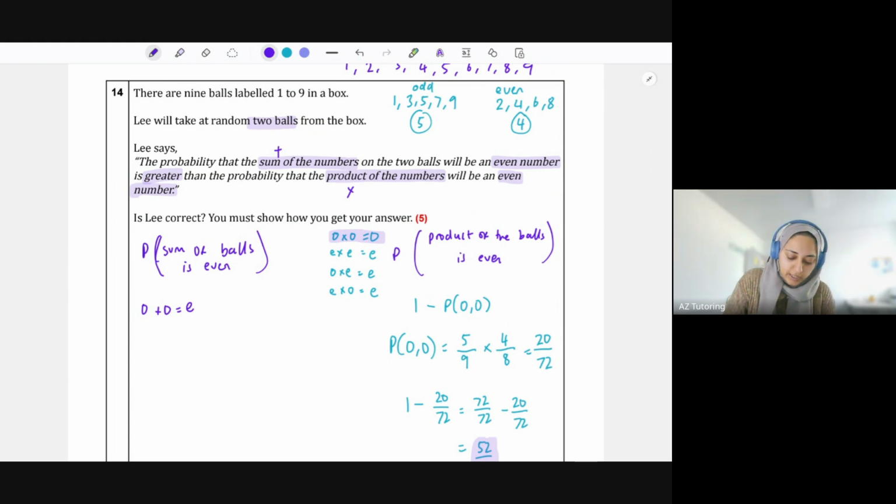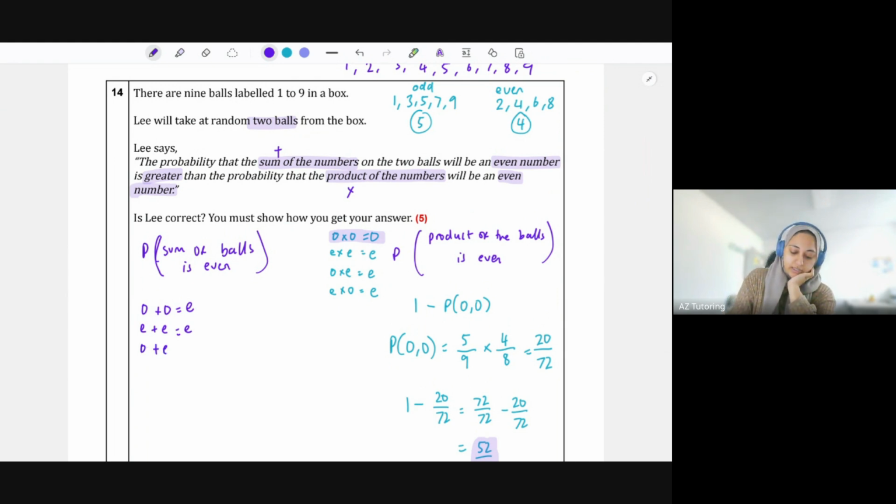If I get even add even, so 2 add 4 is 6. Okay, that's even. 6 add 4 is 10. So yeah, it gives me even. I'm just trying out a few numbers, see what happens.